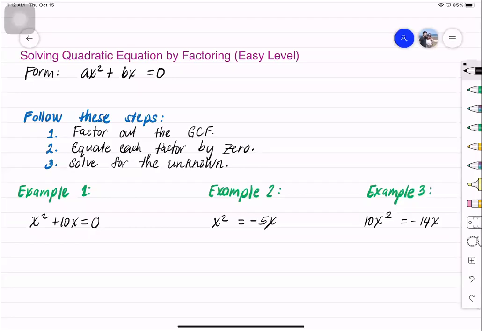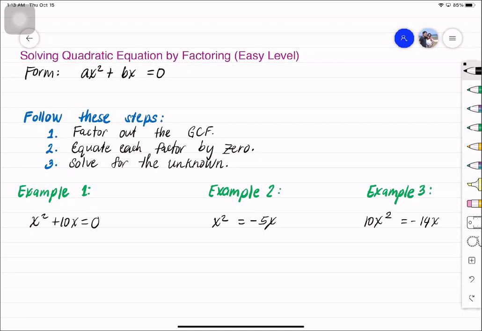Today, we are going to solve quadratic equations by factoring, at an easy level. We're going to solve quadratic equations in the form of ax squared plus bx equals 0. You notice that the constant term c is missing. There are several simple steps that we need to follow in solving this type of quadratic equation.